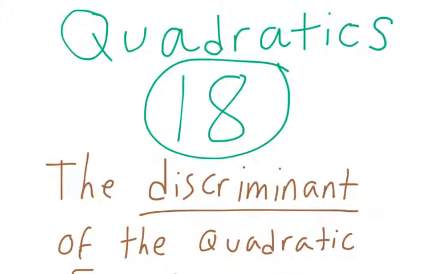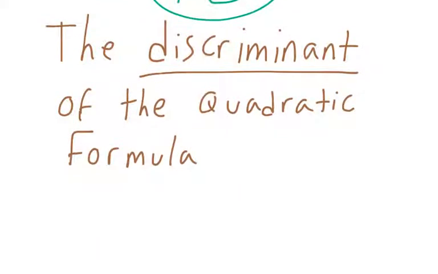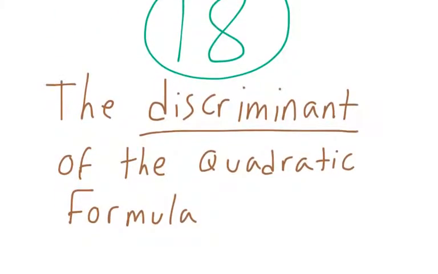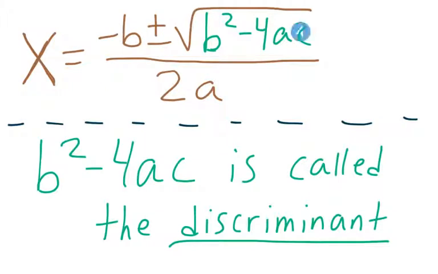This is the last one in the series on quadratic functions, aka chapter 5. So after this, you're done for a while. This one's about the discriminant, vocab word, of the quadratic formula. So what is the discriminant? It's this part right here in green.